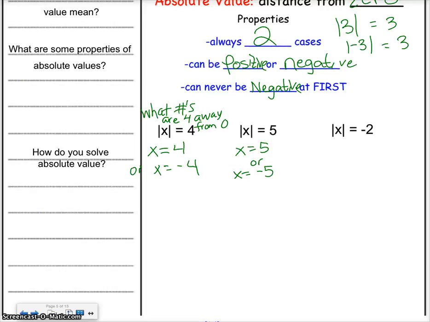Okay? What numbers are negative 2 away from 0? Nothing. Yay! I'm glad the two people I looked at both said no, because you're always a positive distance. It can never be negative at first. This is called no solution. No solution means it cannot be negative at first.